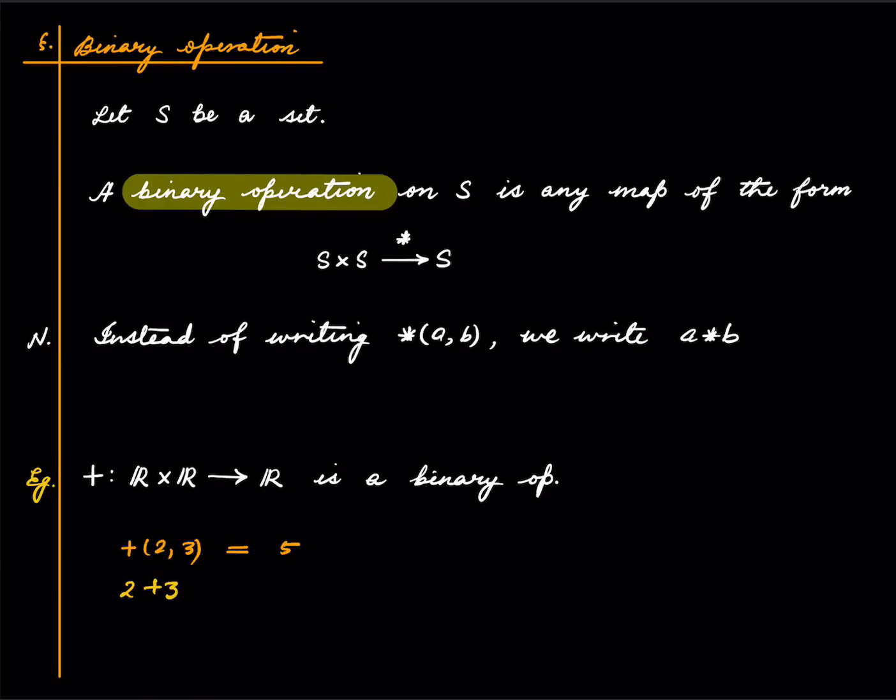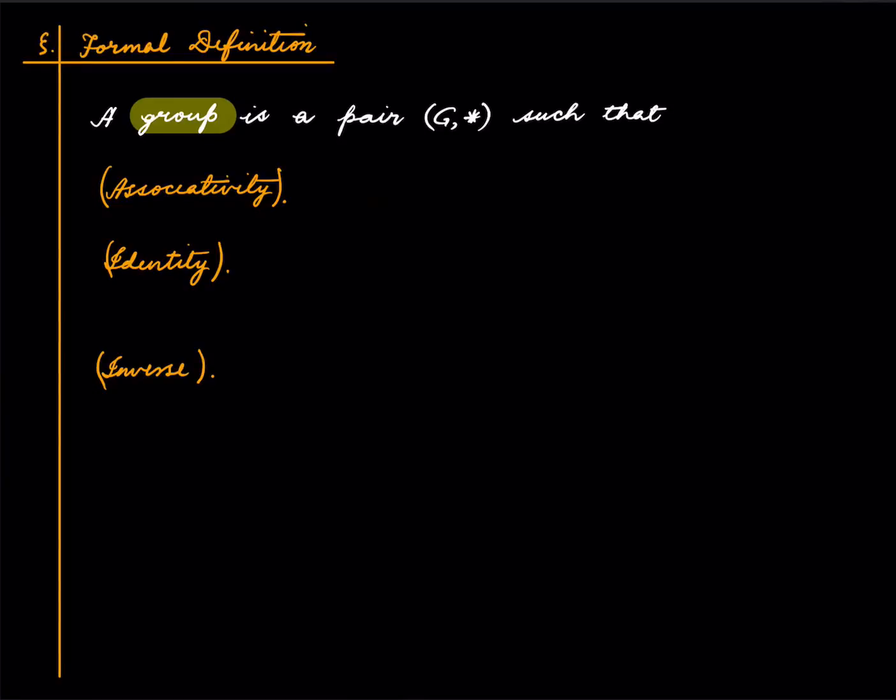So finally, what is a group? A group is a pair (G, star) where G is just any set, some non-empty set, and star is a binary operation on G. Which of course means that star is a function from G cross G to G. So a group is just a pair of such things such that some properties are satisfied.